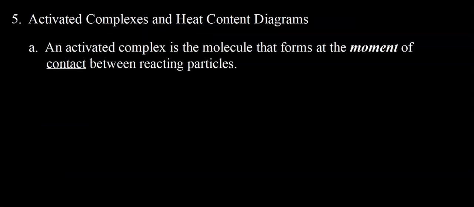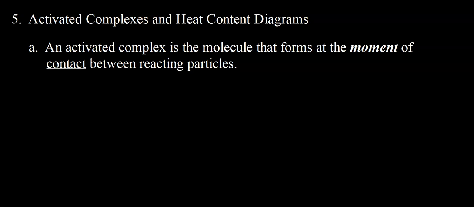All right, so let's talk some more about these activated complexes or these high energy intermediate particles. Once again, an activated complex is the molecule or particle that forms at the moment of contact between reacting particles. Your book shows this on page 548 on that heat content diagram. So you have the reactants, they collide and momentarily stick together to form this high energy intermediate particle.